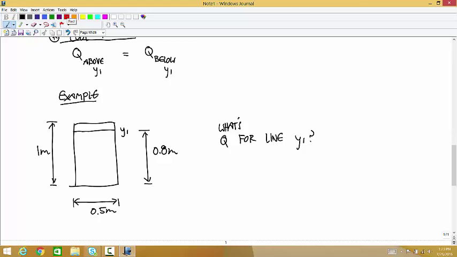Well, the centroid is here, and so this is the neutral axis. The area above y1 is this. So A1 is equal to 0.2 times 0.5. So that's 0.01. No, 0.1.